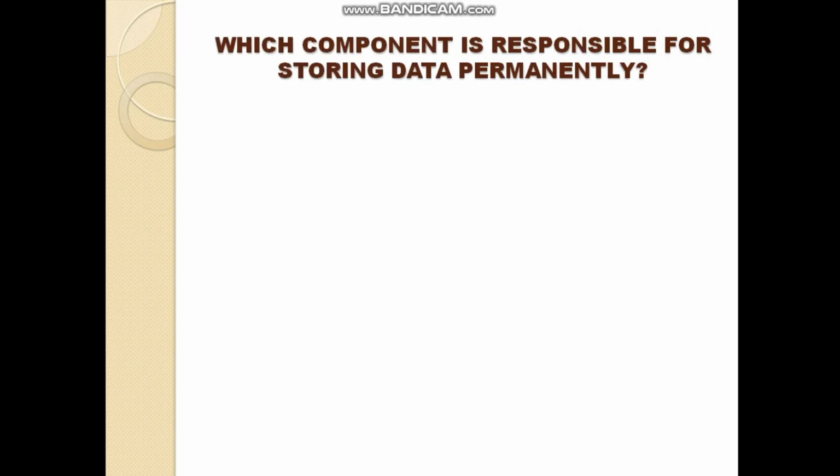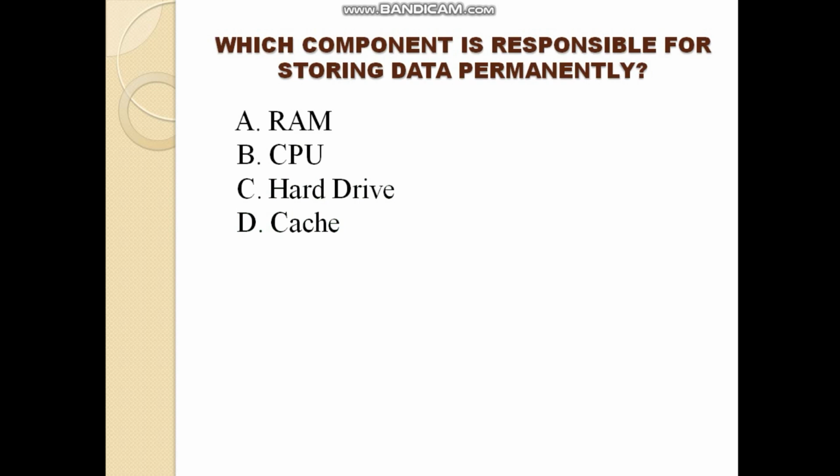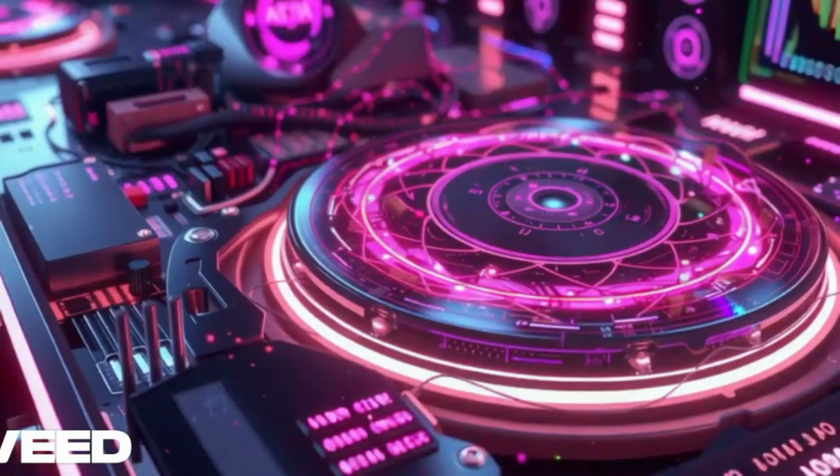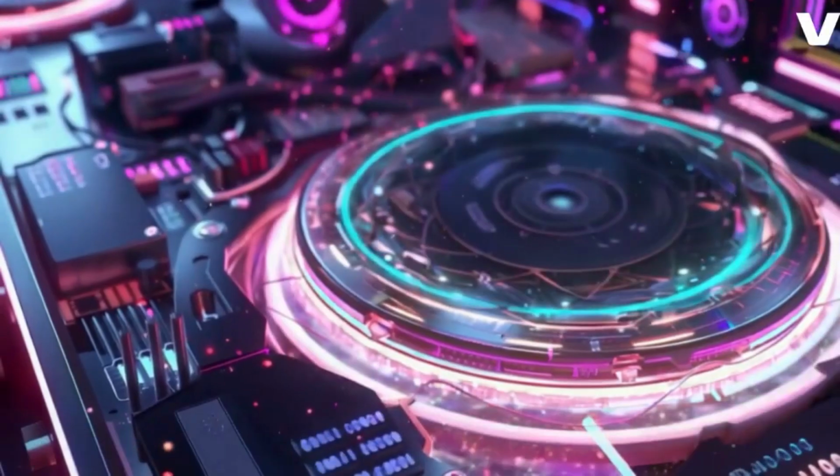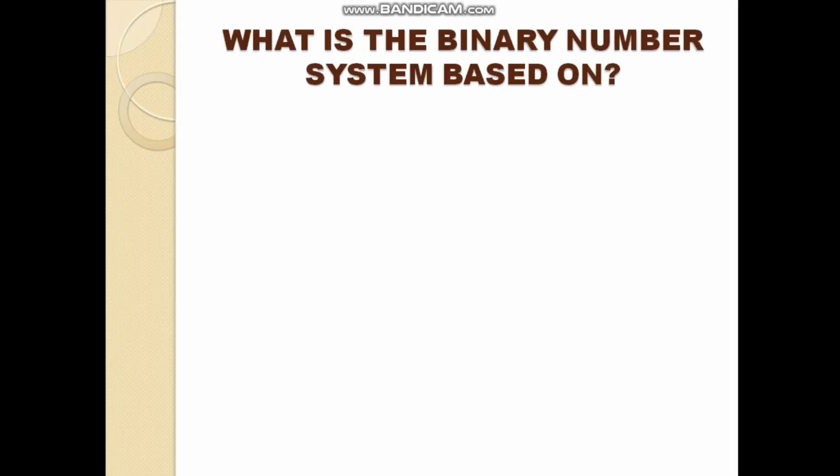Which component is responsible for storing data permanently? A. RAM. B. CPU. C. Hard drive. D. Cache. Answer: C. Hard drive. The hard drive is a non-volatile storage device used to store data permanently, even after the computer is turned off.